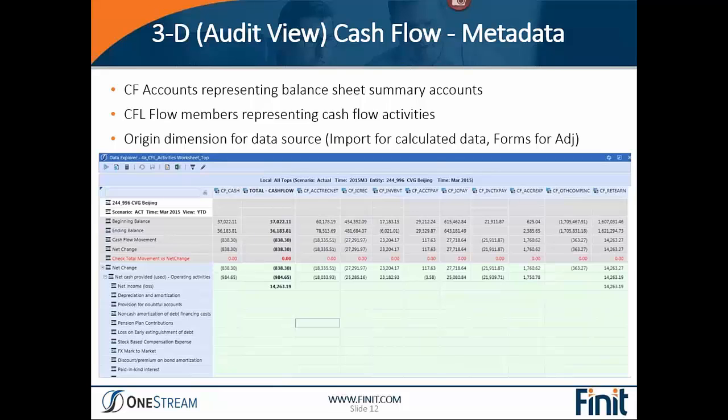And that's because OneStream allows you to enter data at those two members' parent level. And therefore, whatever adjustment, the total amount that you enter minus the calculated data, it would automatically populate the forms, which represents the adjustment.